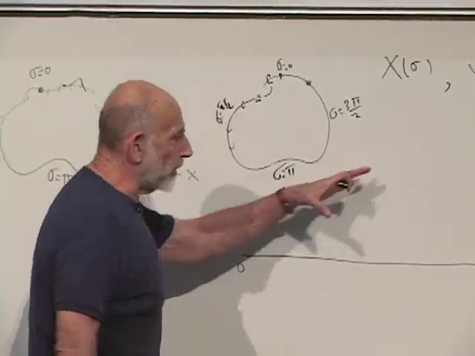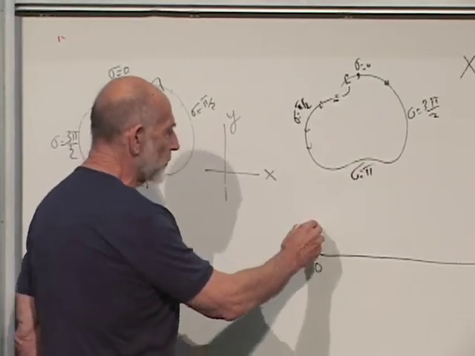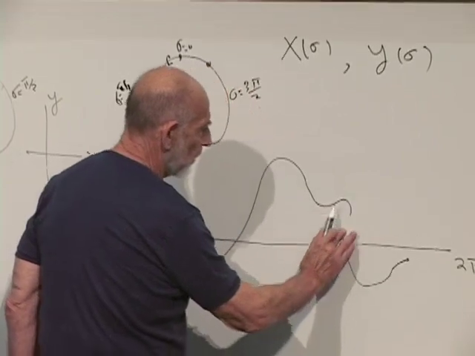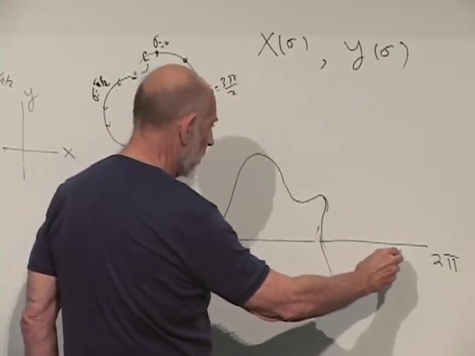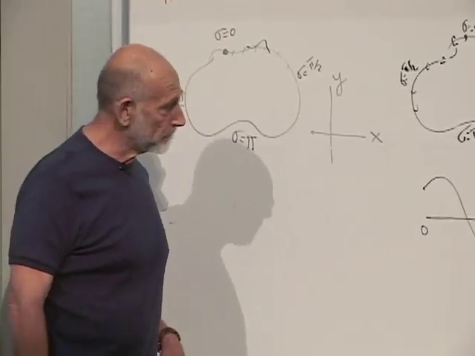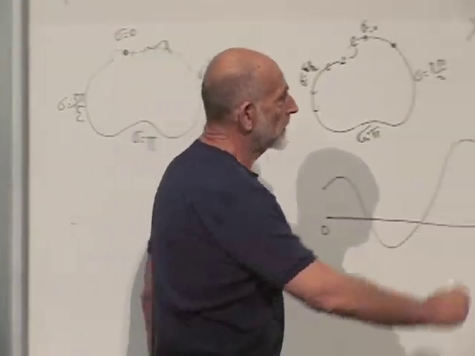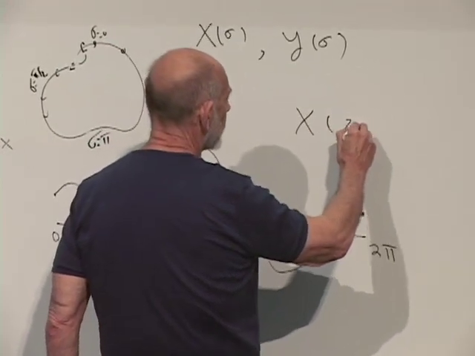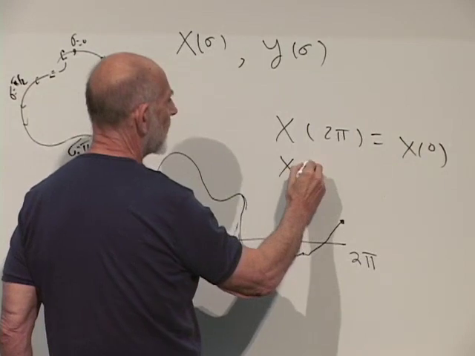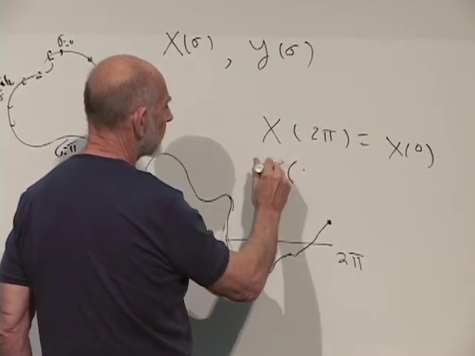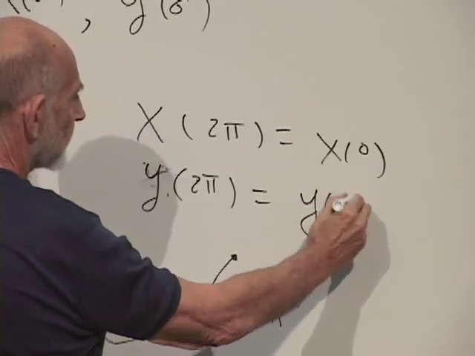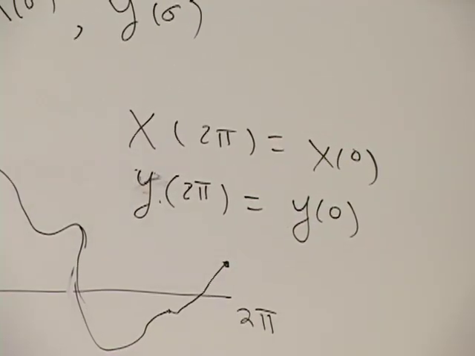So that means if I were to plot x of sigma, it could be any function as long as it comes back to the same value after it goes around by 2 pi. So x of 2 pi is equal to x of 0. Same thing with y. Y of 2 pi is equal to y of 0. Those are the 2 degrees of freedom.